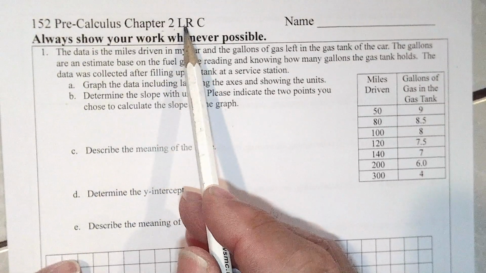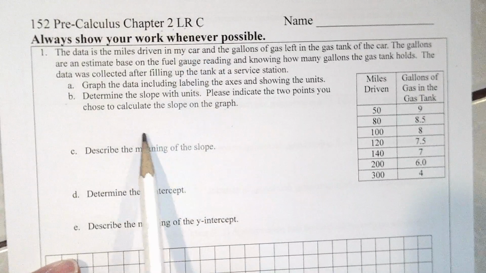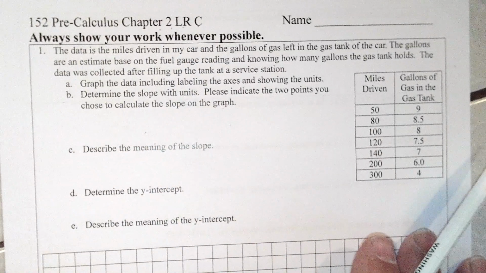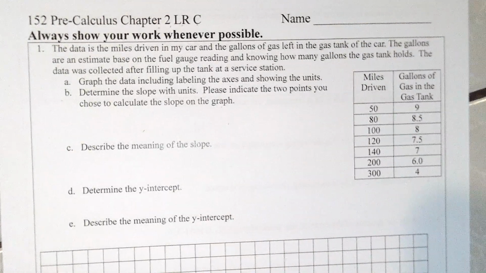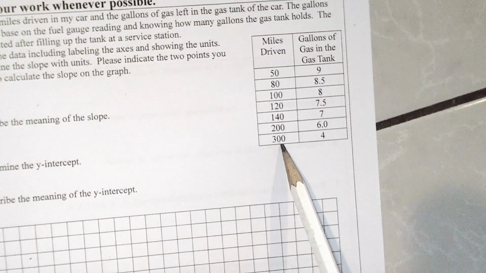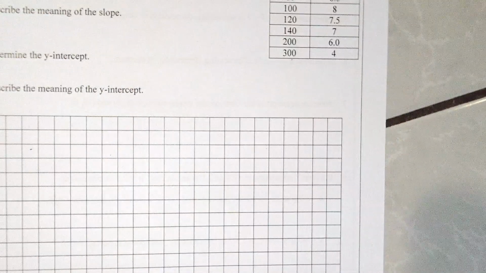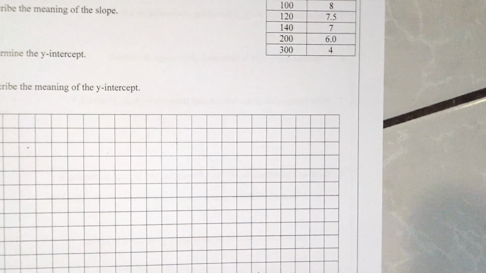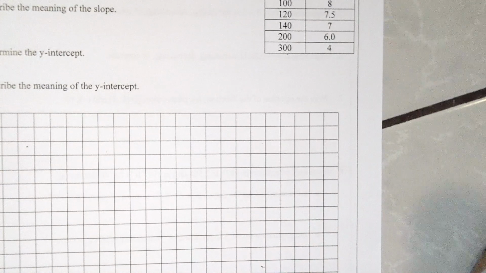Chapter 2 of the Lippmann-Rasmussen, the test we took, number C. I'm going to go through and do this one for you in case you had some questions. So I want to graph the miles driven as the independent variable, so it's got to go across the bottom. I control how many miles I drive. I can't control how many gallons of gas are left in the tank directly anyway.